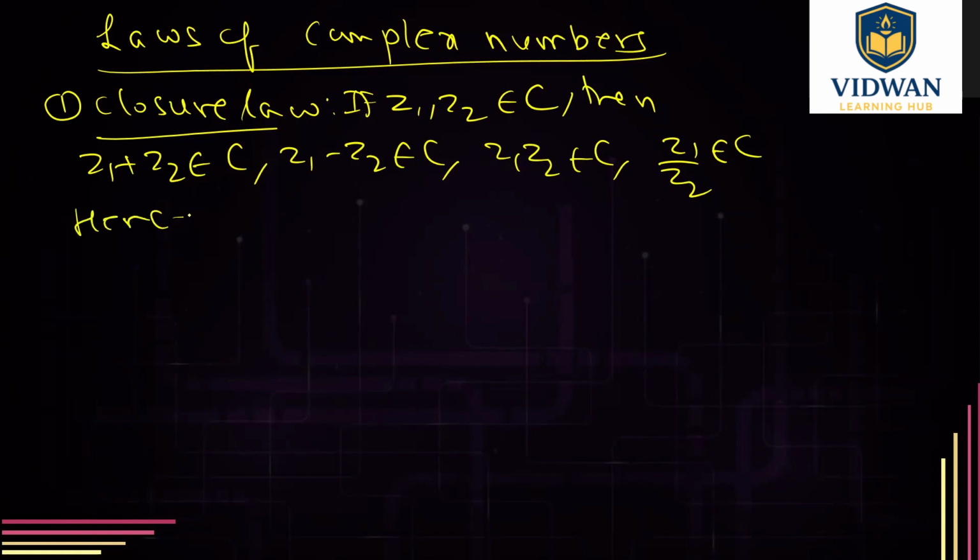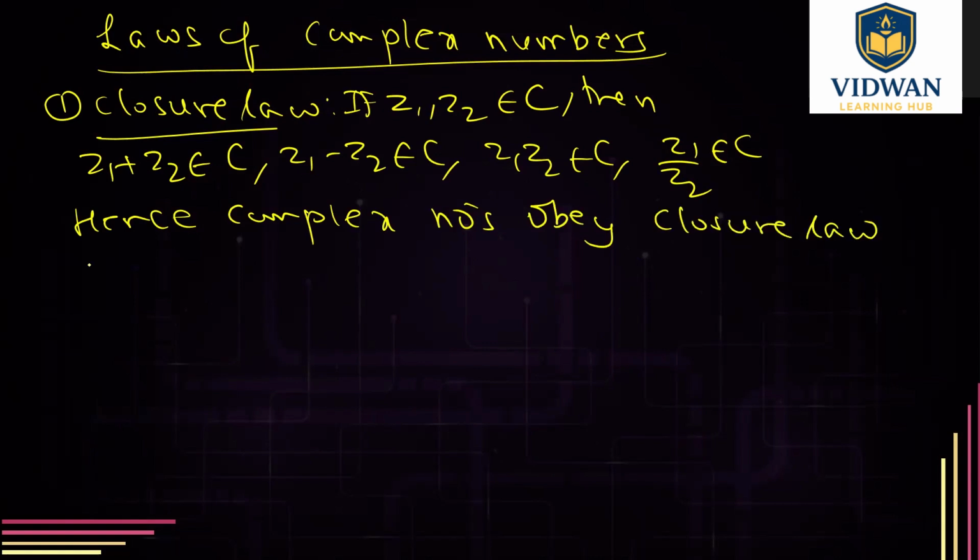Hence, complex numbers obey closure law with respect to addition, subtraction, multiplication, and division.